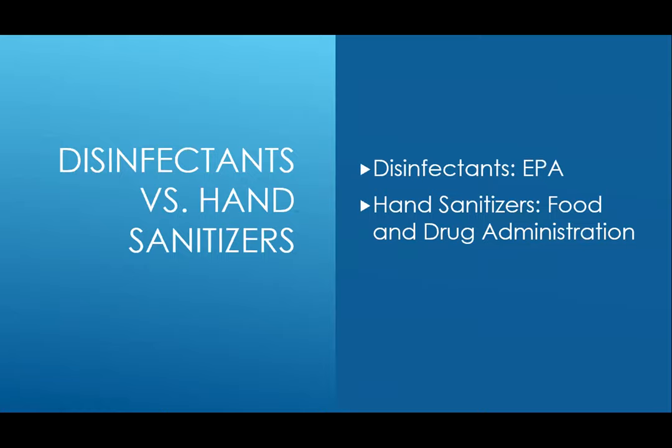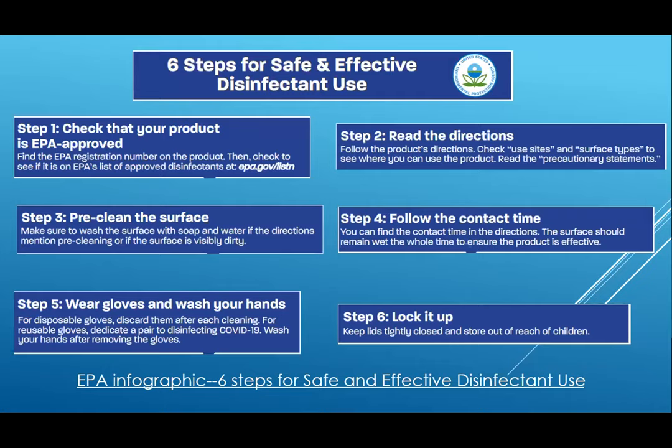They're not interchangeable. EPA has a nice infographic that provides these six steps to consider when you're using a disinfectant safely and effectively. One is to check that your product is EPA approved, which means it has an EPA registration number on it. And to work against the coronavirus that causes COVID-19, it has to be on EPA's list of products, which we call List N, and I'll talk about that in a moment.